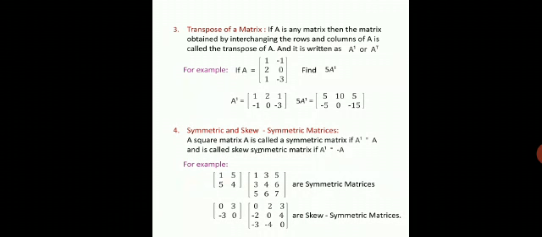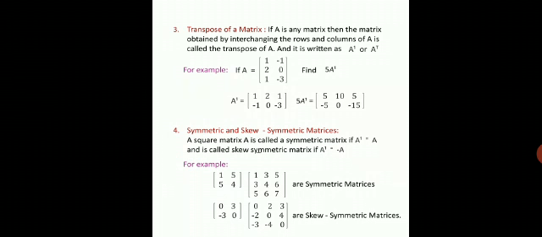That is equal to 5 into 1, 5, 5 into 2, 10, 5 into 1, 5 in the first row. Similarly, in the second row, we get 5 into minus 1, minus 5, 5 into 0, 0, 5 into minus 3, that is minus 15.